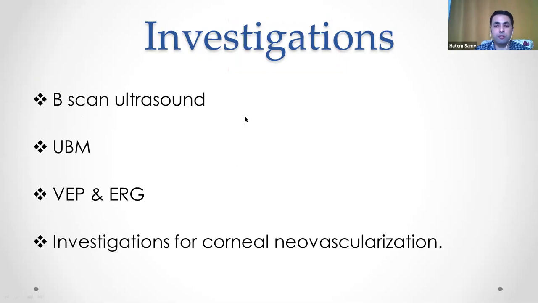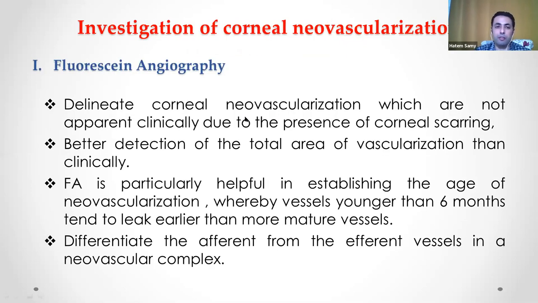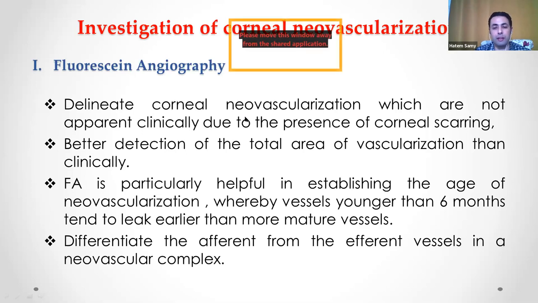How do we investigate corneal neovascularization? Two methods: either an invasive method, such as fluorescein angiography, or a non-invasive method, such as OCT angiography, optical coherence tomography angiography. Fluorescein angiography has the advantage of delineating corneal neovascularization which is not apparent clinically due to the presence of a scar, and it is very helpful in establishing the approximate age of corneal neovascularization. What do we mean by that? We mean vessels which developed more recently. How can we know that? Younger vessels leak more than mature vessels. This will be very important later in the management of this neovascularization. Finally, it differentiates the afferent from the efferent vessels in the neovascular complex, and we will know about that in the management later.